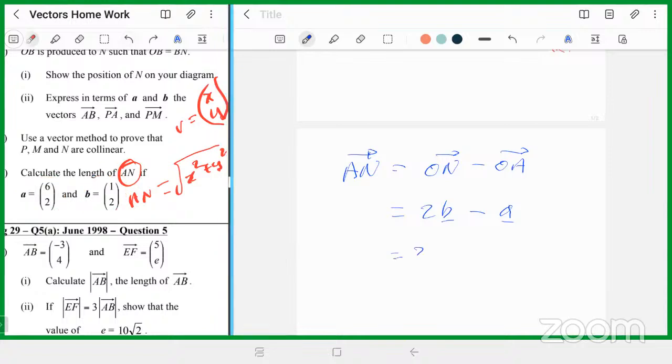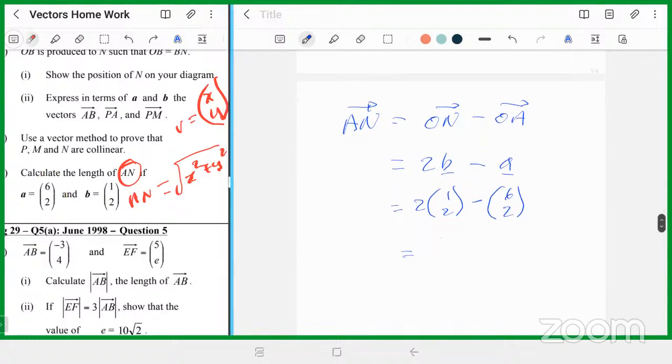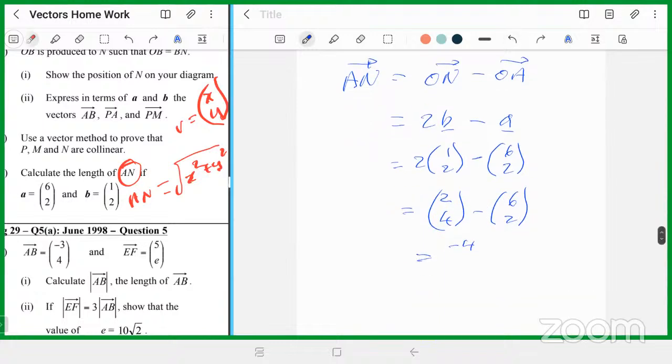So it becomes 2 times (1, 2), not a fraction, because the B is (1, 2), minus the A. The A is (6, 2). So it becomes (2, 4) minus (6, 2). 2 minus 6 is negative 4, and 4 minus 2 is 2. That's the vector AN.